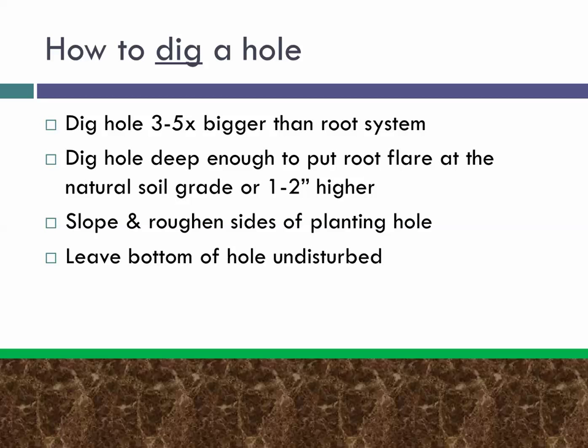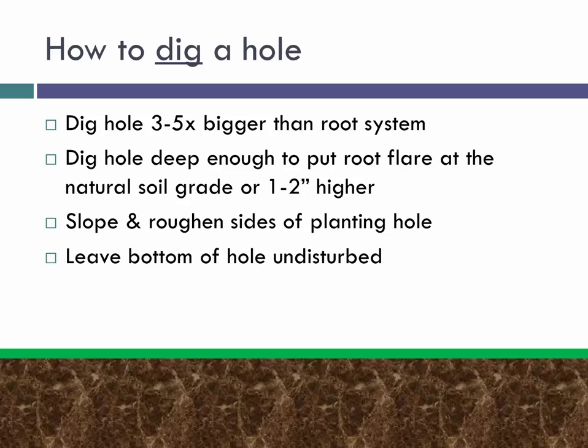And digging the hole is going to be the same in all three cases. What we want is a wide hole, not a shallow hole, or not a deep hole like what we saw with the first old way example, but we want a really wide hole, something about 3 to 5 times wider than the root system. We want to dig a hole just deep enough to put the root flare at the natural soil grade, or if we're going to screw up, put it 1 to 2 inches higher. So we're talking about a wide yet shallow hole.